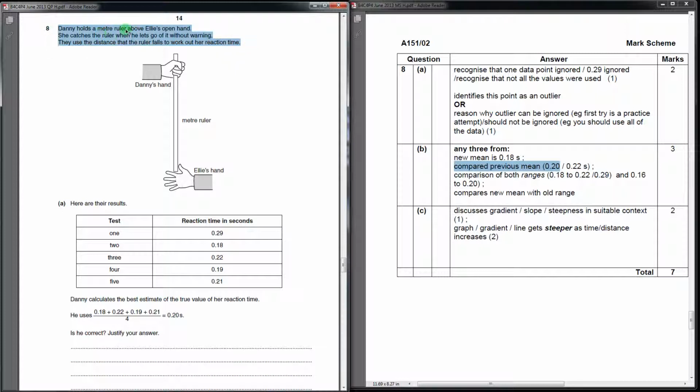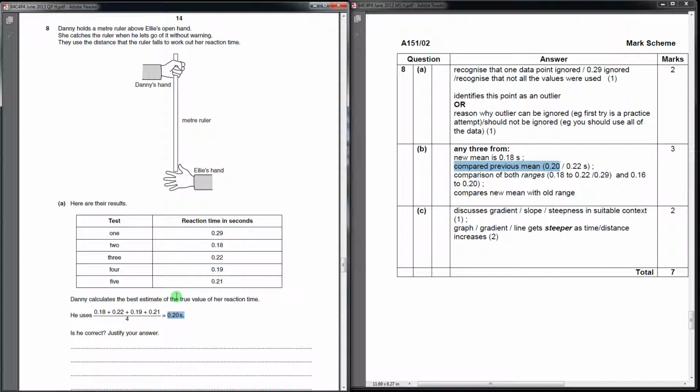Always good to read the stem of the question. Tells you a lot of information about what's going on. You've probably done an experiment like this yourself in the past. Okay, so here's the data from the experiment. Measure the reaction times. Danny calculates the best estimate of the true value of her reaction time. He uses this calculation to get 0.2 seconds. Is he correct? Justify your answer.